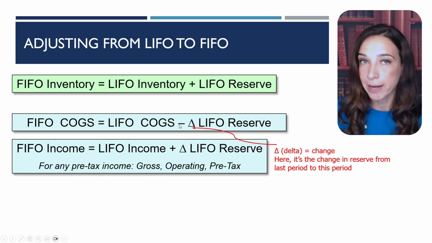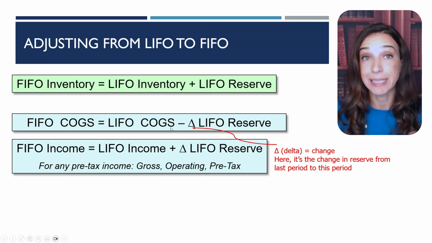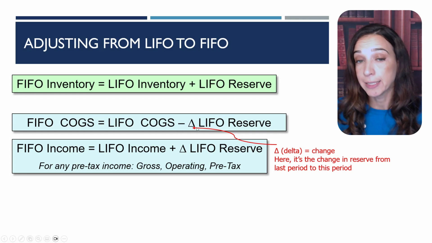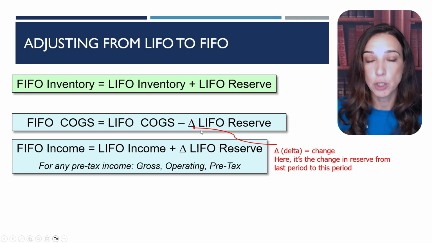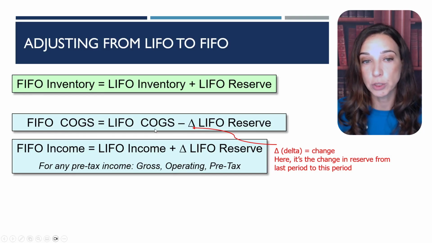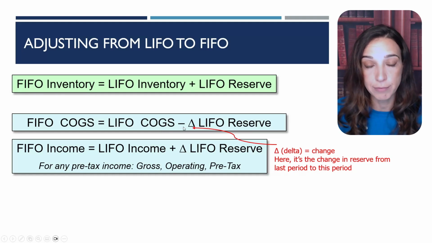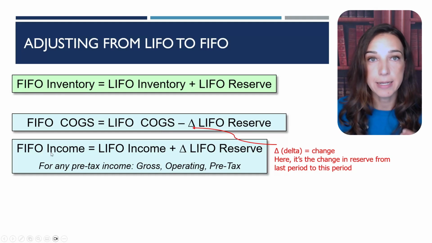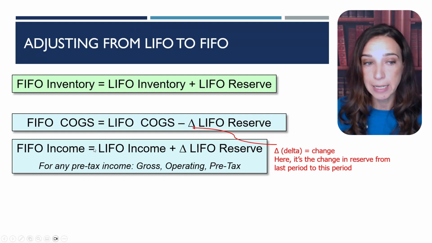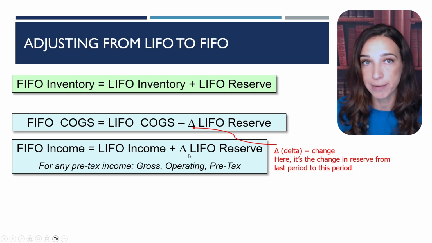This little triangle is a Greek letter delta, and mathematically, we just use it as a notation for change, any change. In this situation, delta LIFO reserve means the change in the LIFO reserve from last year to this year. For the cost of goods sold, we will start with the cost of goods sold that the company reports, and we will subtract out the change in the LIFO reserve. Correspondingly, the adjustment to income, whether we're using gross income, operating, or any pre-tax income, is going to be the addition of the change in the LIFO reserve.